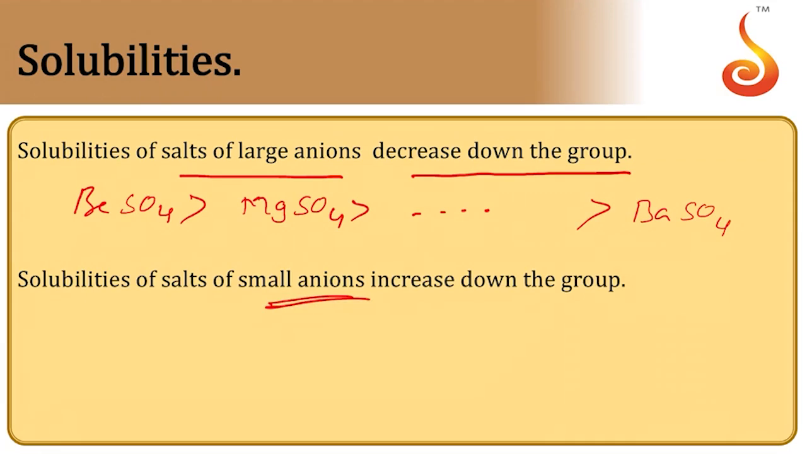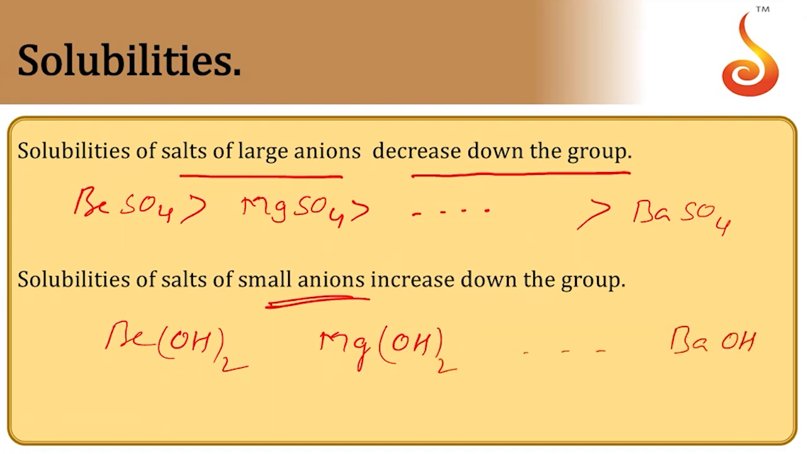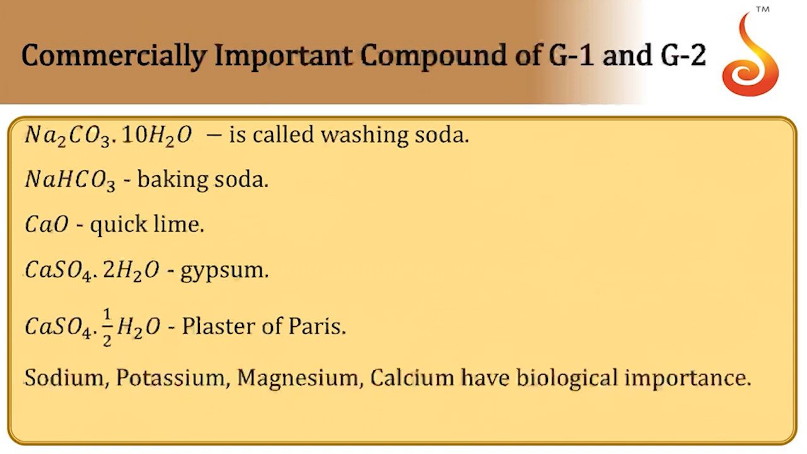When it comes to solubilities of salts containing smaller anions, for example, when you take beryllium hydroxide, magnesium hydroxide, and so on and so forth, say barium hydroxide, the solubilities of these compounds are increasing down the group. Means the order comes like this. They are increasing down the group. This is the order of solubilities of the salts having larger anions and salts having smaller anions.